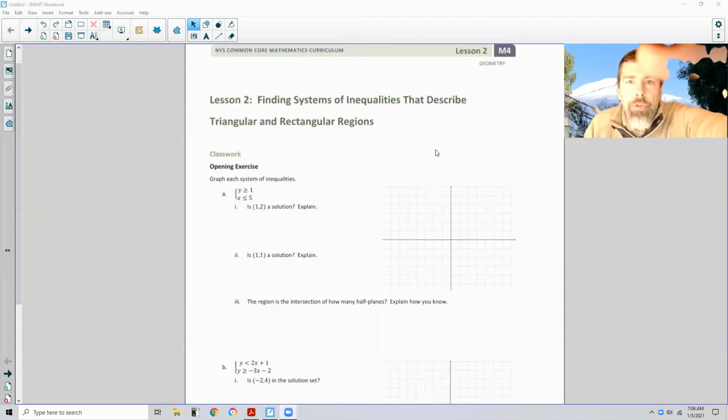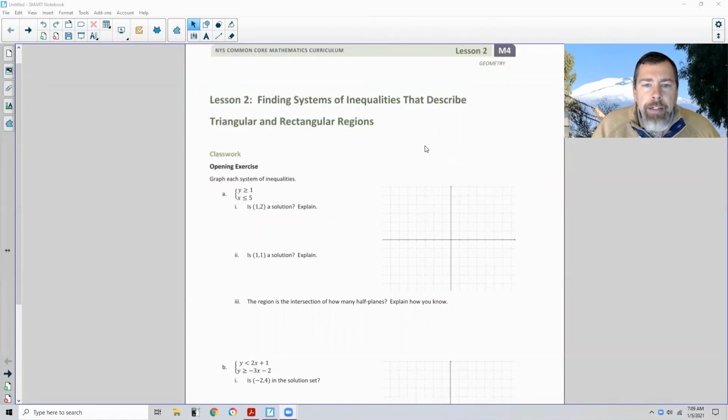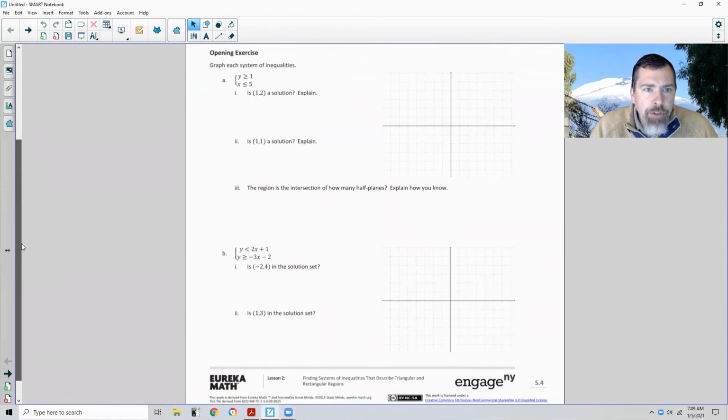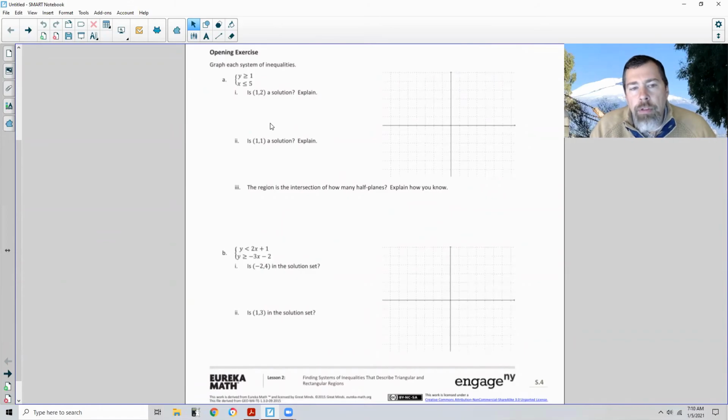Hello, Lesson 2, Finding Systems of Inequalities that Describe Triangular and Rectangular Regions. Okay, so here we go. Classwork opening exercise. This is review. You've done this before. Pause the video, see if you can do this, and we'll see if you did it correctly. Okay, so it says graph each system of inequalities, and is the point (1, 2) a solution?